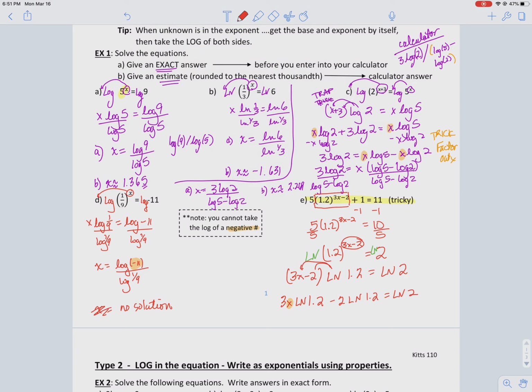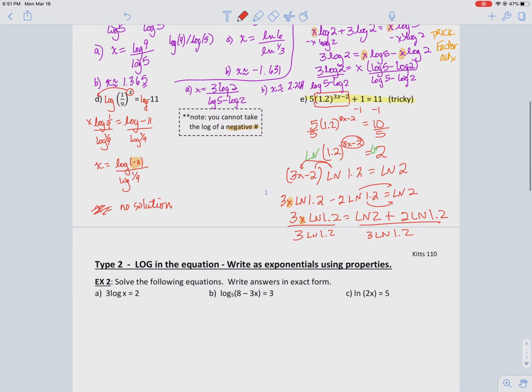So all we're going to do is start moving things around. So I'm going to move this to the other side. So I'll get 3x times the ln of 1.2 is equal to the ln of 2 plus 2 times the ln of 1.2. So I'm just moving that to the other side. And then notice I've got to get this by itself. So my last step is to divide by 3 times the ln of 1.2 on both sides. So my exact answer is going to be x equals the natural log of 2 plus 2 times the natural log of 1.2 all over 3 times the natural log of 1.2.